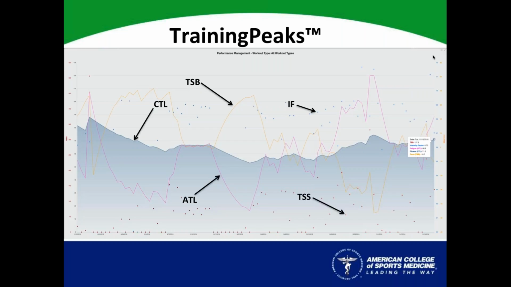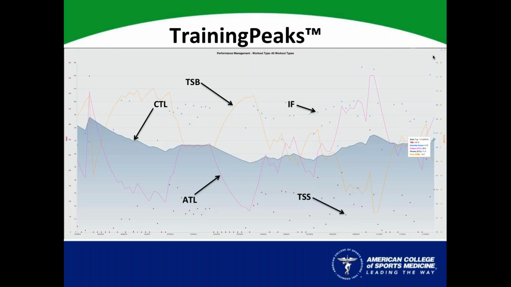Well, if we look at this, this is called a performance management chart. You see the main line here with the blue underneath it. That's my CTL over time. The yellow line is going to be my training stress balance. So remember, that's going to be CTL minus ATL. And the ATL, the acute training load, is the pink line there. The red dots are individual workouts, so those are the TSS during those workouts. And how intense those workouts are, those blue dots, is the intensity factor.